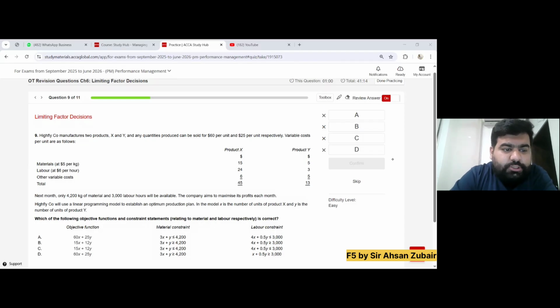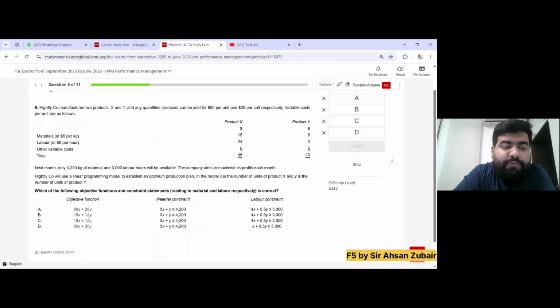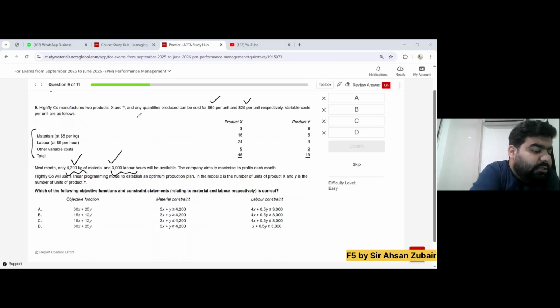Okay, so the next question, question 9. Each company manufactures two products X and Y. Quantities are given and they are sold at 60 and 25. This is the selling price. Variable cost details are given below: material, labor, other variable costs for both X and Y, 45 and 13, right? Now they're saying that next month only 4,200 kgs of material and 300,000 kgs of labor are available. This is the limit, because it's a limiting factor.